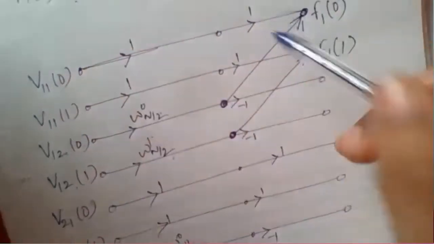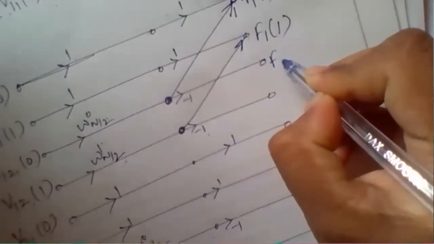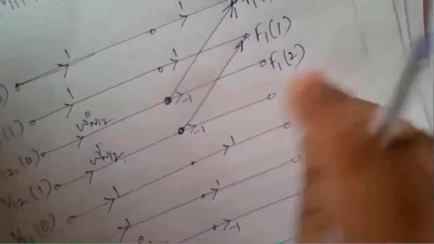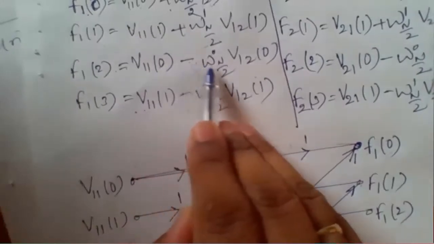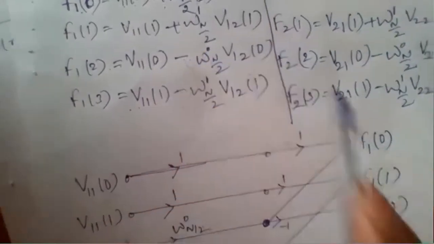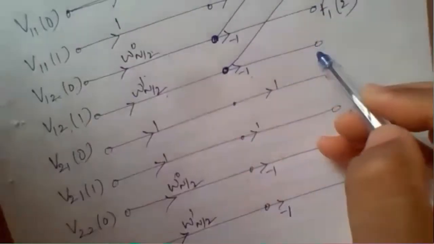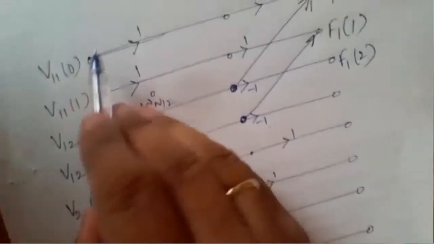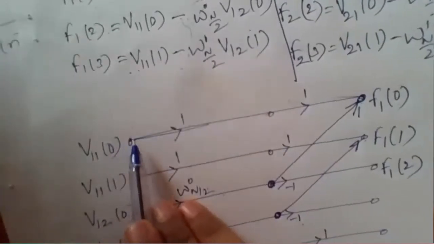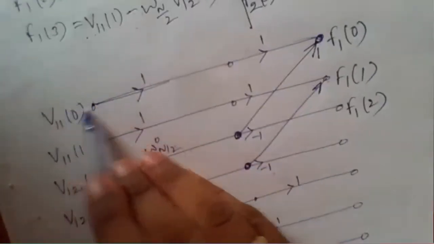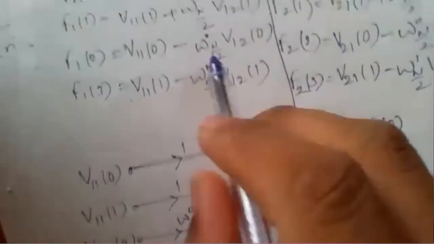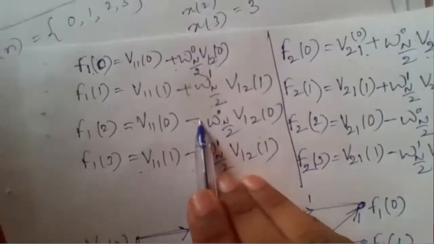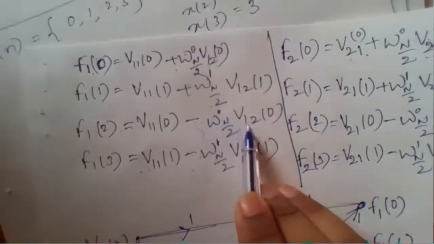Let us next write f1 of 2. What is f1 of 2? It is v11 of 0 minus w raised to 0 into v12 of 0. So where is the signal v11 of 0? v11 of 0 is nothing but again the first one. The first signal will be multiplied by plus 1 only. It appears here at this node. The second signal that we have to add is minus w raised to 0 v12 of 0.